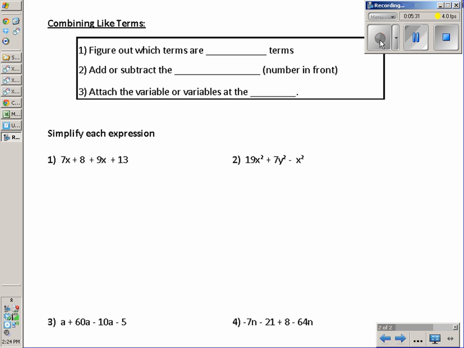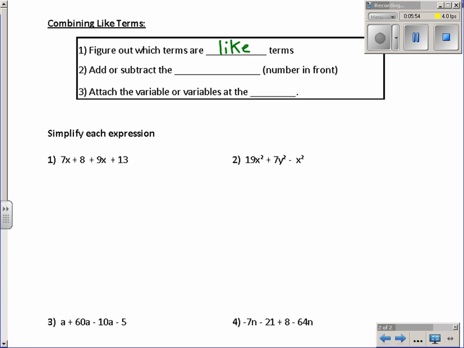All right, so go ahead and flip over to the back side of the sheet, and now we're going to combine like terms. So we're able to look at an expression, and we're able to identify all the terms that are like, and then the last step would be to combine all those terms that are like. So when we're combining like terms, the steps would be figure out which terms are like terms, and then you would add or subtract the coefficients, also called the number in front of the variables, and then we would attach the variable or variables at the end. And we'll do some examples so you guys can get the hang of it, and then we'll have you do 1 or 2 on your own.